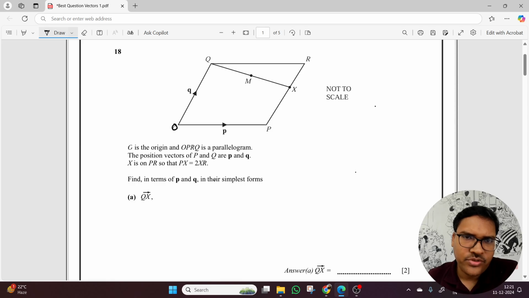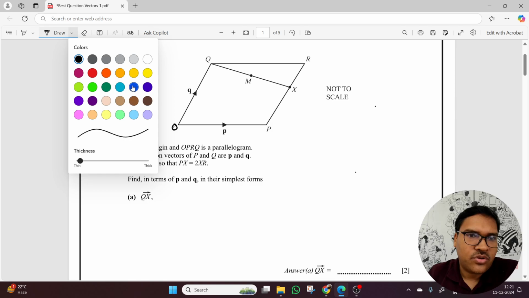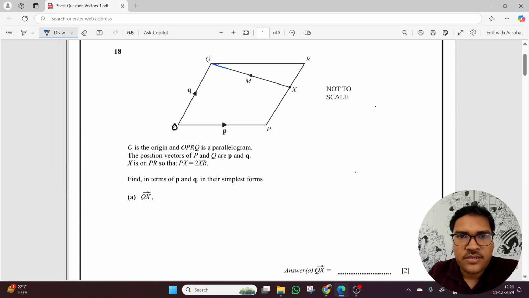Okay. So first see, if you have to find QX vector, let's draw first QX vector. Directions are important in vectors, okay? This is QX vector. Now it is known that this point is dividing in the ratio PX is to XR. You can see it is given that PX upon XR is equal to 2 is to 1. So what is this ratio? This is 2 is to 1.